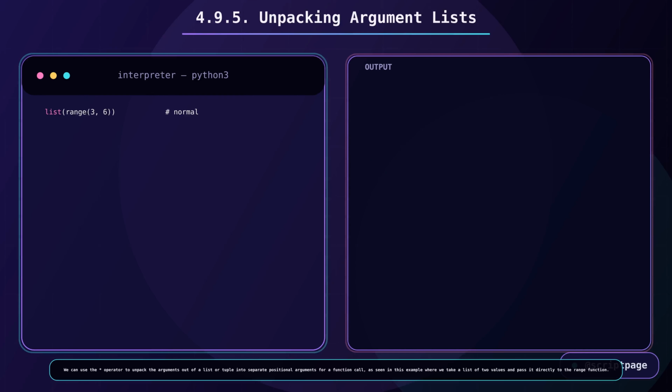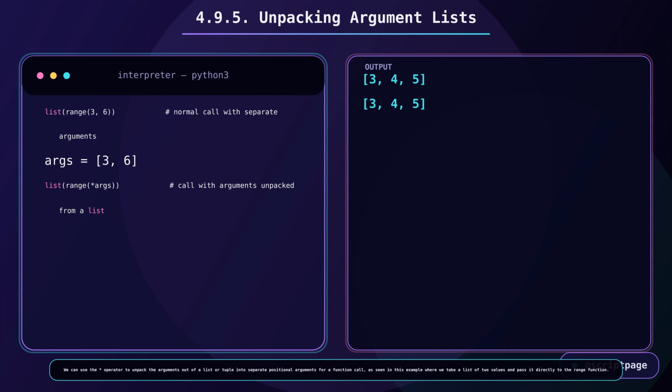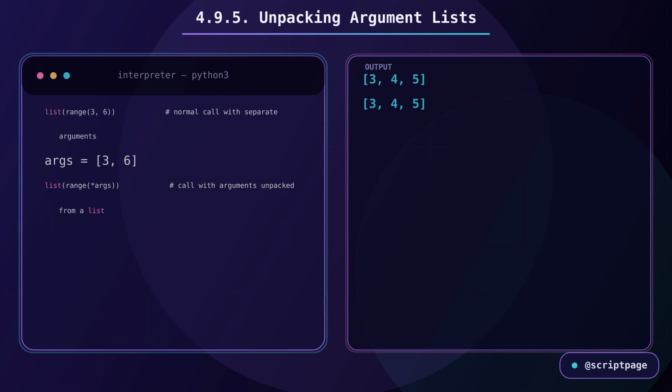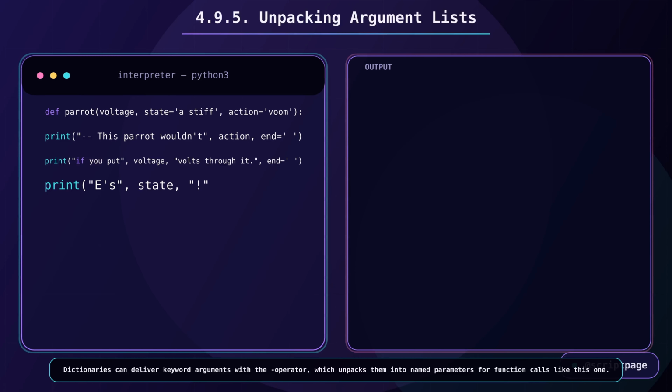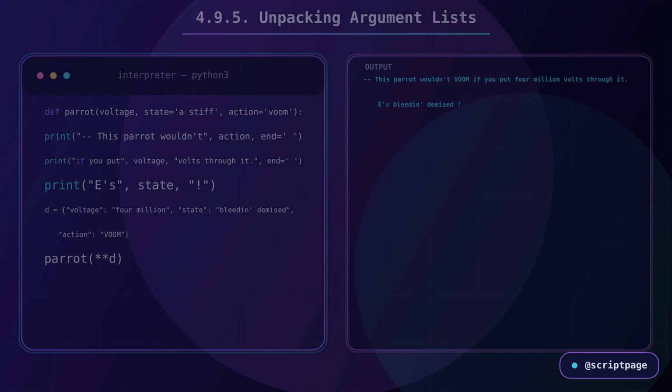We can use the * operator to unpack the arguments out of a list or tuple into separate positional arguments for a function call, as seen in this example, where we take a list of 2 values and pass it directly to the range function. Dictionaries can deliver keyword arguments with the ** operator, which unpacks them into named parameters for function calls like this one.